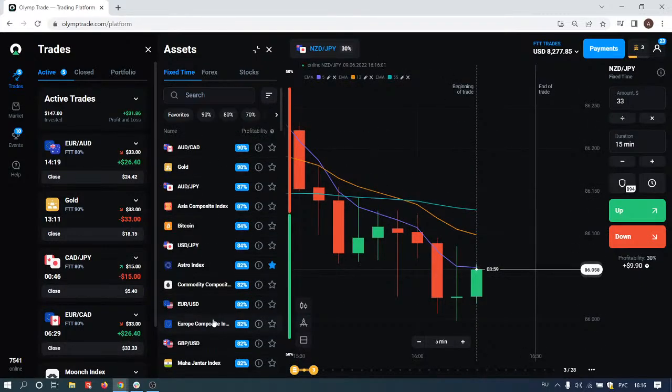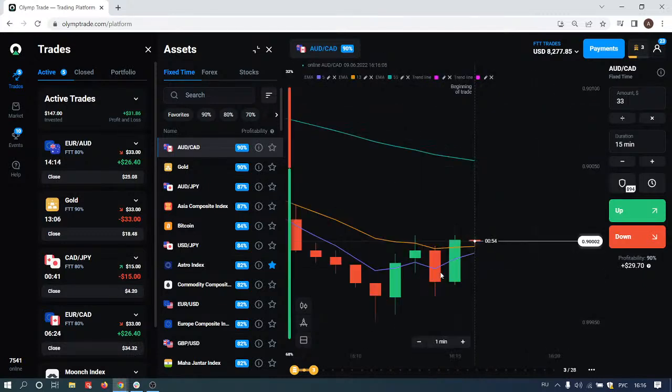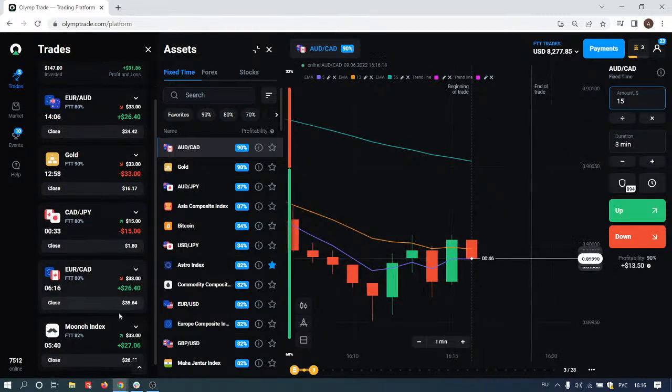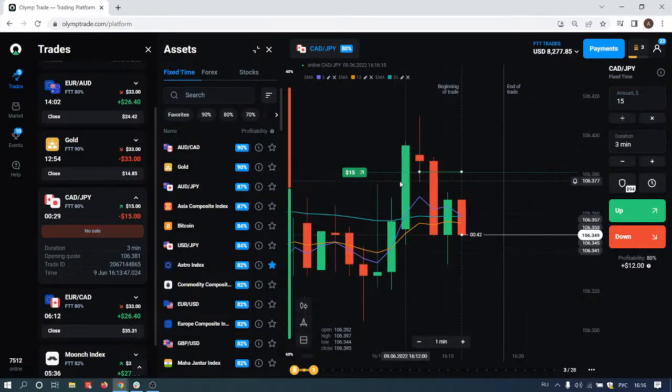All right, no signals on 5-minute time frame. Let's go back to 1-minute time frame, and don't forget to switch back to the proper duration, because it has to be the proper duration.